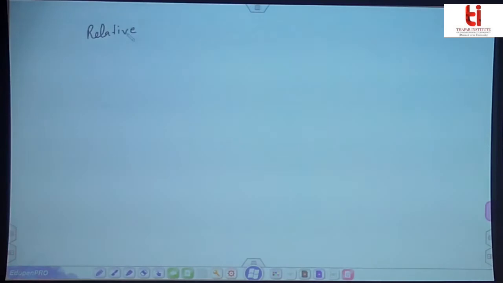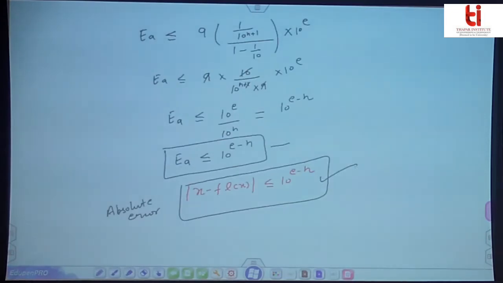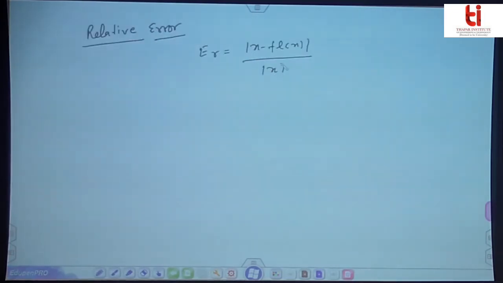When we are using chopping, relative error we are denoting by E_R. What is the formula? (x minus floating of x) upon mod of x. We have already computed the value of x minus floating of x from here, so we can use that. Next, what else do we have to compute? We have to compute the value of mod of x. Already we obtained the maximum value of x minus floating of x.